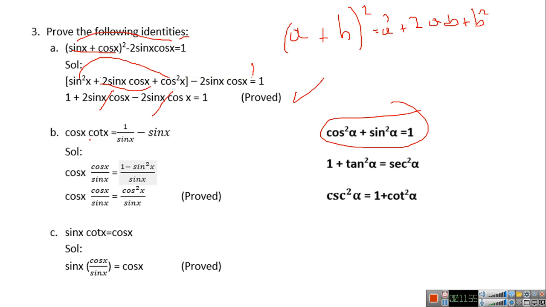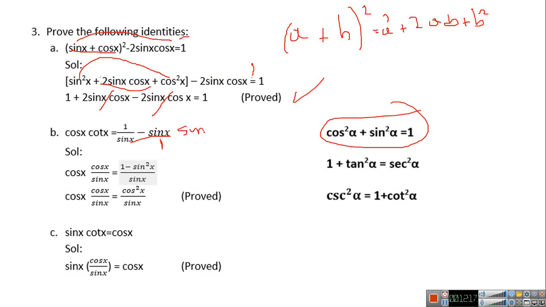Now I want to show that cosine x times cotangent x is the same as 1 over sine x minus sine x. We know that cotangent x, you all know it's cosine x over sine x. Here I have over 1. So I do same denominator, which is sine x. So it will be 1 minus sine x times sine x is sine square x. I'm doing same denominator because I need to get down sine x.